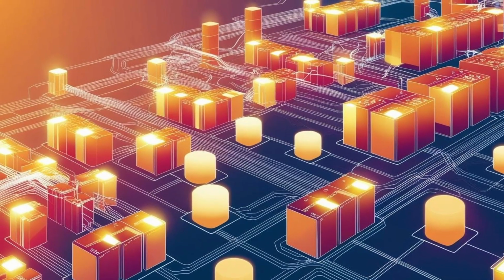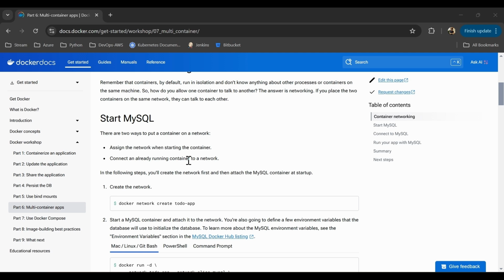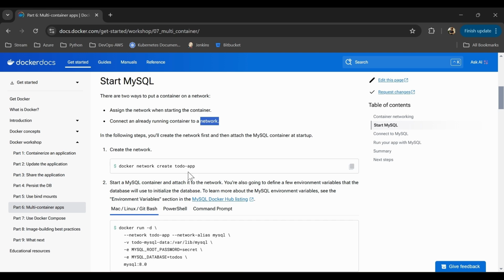So it's always advised to have separate containers for separate services. Let's create a Docker network, a custom network. Now to put a container on a network, there are two ways: assign the network when starting the container, or connect an already running container to a network. So we'll first create the network, and then we'll add our to-do app application service or container to that network.